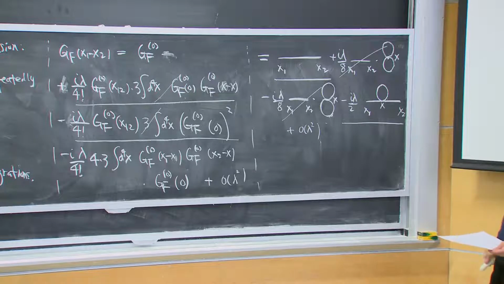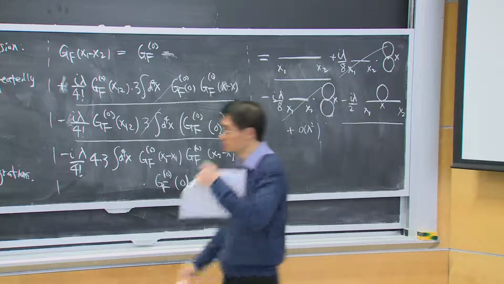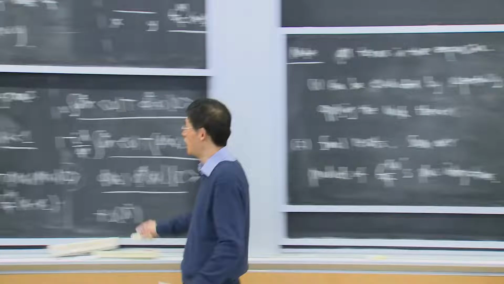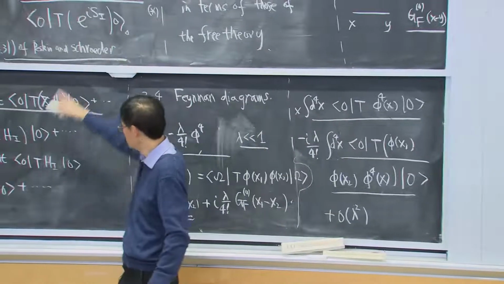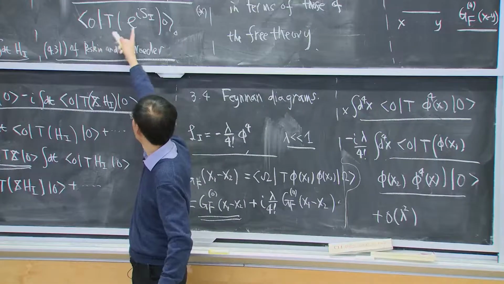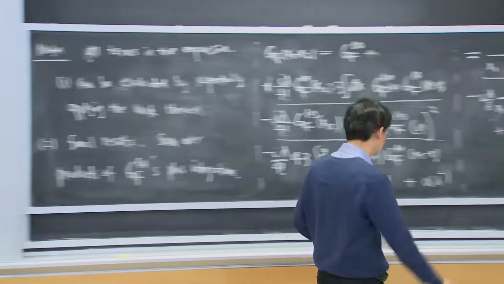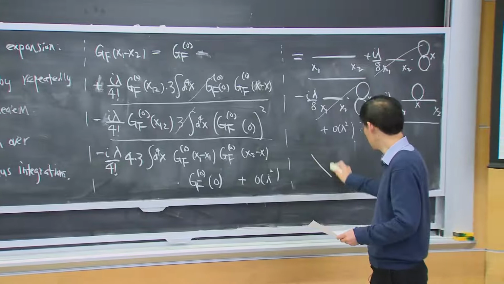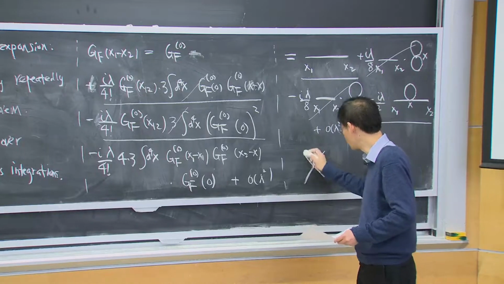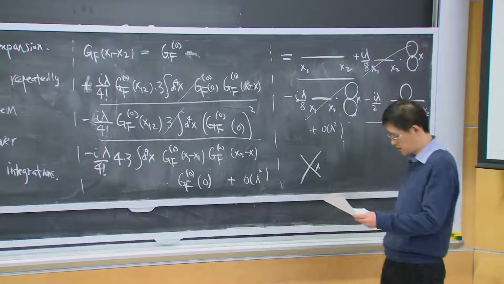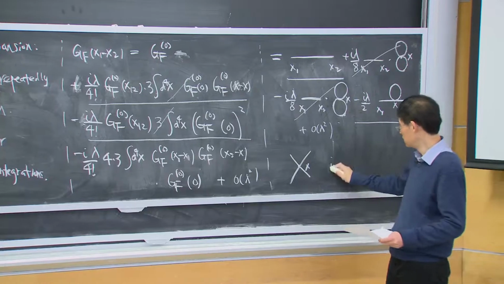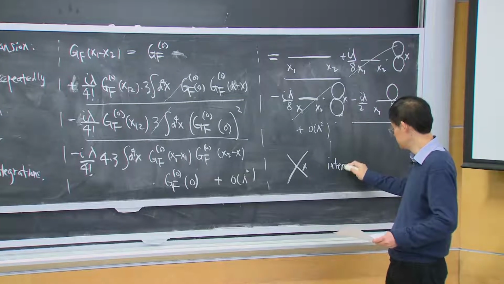And we see that each factor of iS_int you bring down corresponds to an interacting vertex like this. You have 4 legs, or 4 phis. And so we call this an interacting vertex.